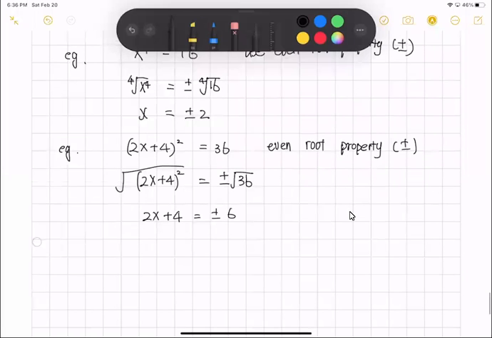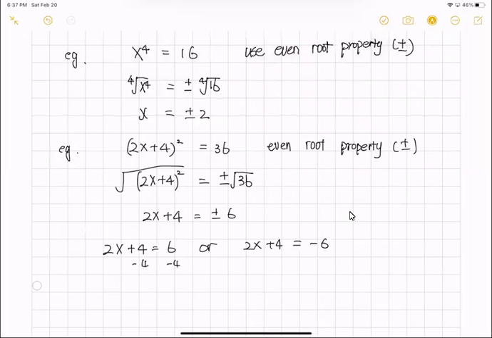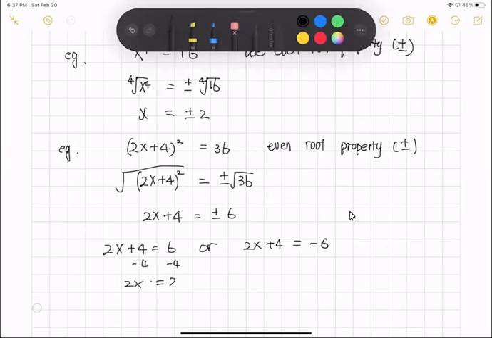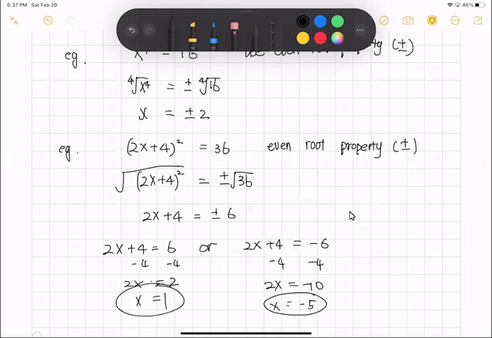Okay, you can write it separately. So you have 2x plus 4 equals 6, or 2x plus 4 equals negative 6. And then you solve it separately. So you subtract 4 on both sides. I have 2x equals 2. You divide by 2, so x equals 1. In here, you subtract 4 on both sides. I have 2x equals negative 10. You divide by 2 on both sides, you have x equals negative 5. So here is our solution.